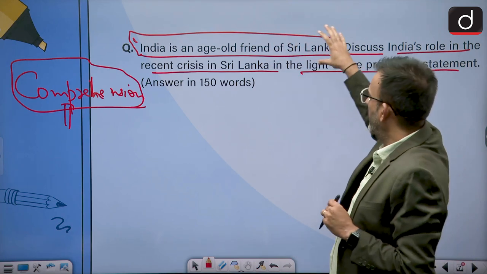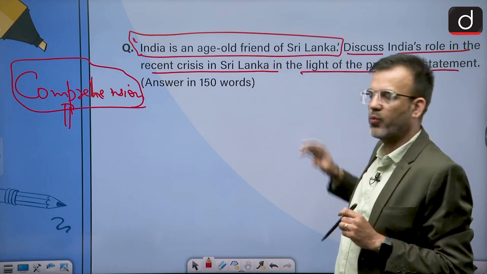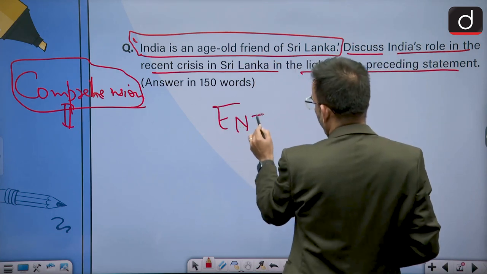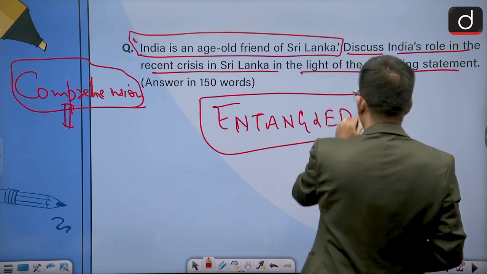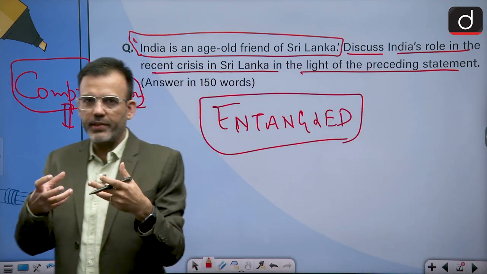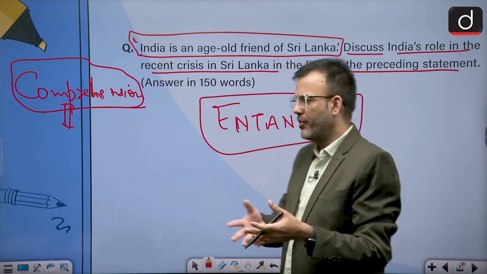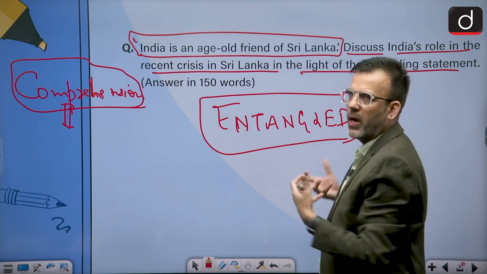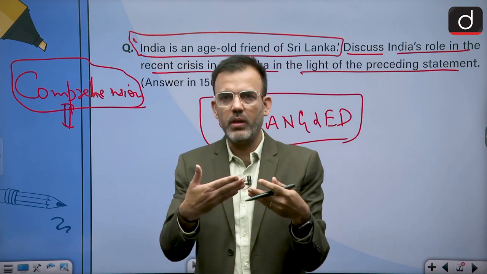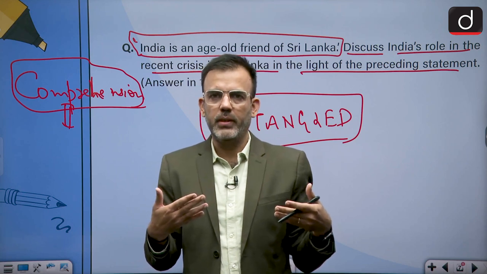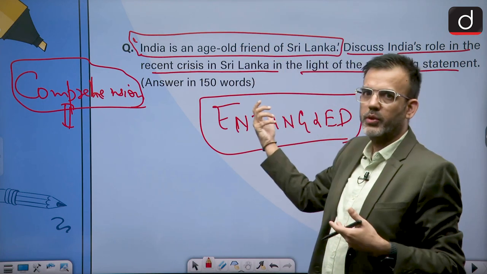Firstly, try to understand that this statement is entangled with the rest of the question. I am using the word entangled, although I am borrowing this word from technology. You must have read about entanglement in quantum physics. The qubits 0 and 1, they are entangled. Simply I will say, entangled means two aspects which are intrinsically related to each other. You cannot think of the other aspect without the prior one.